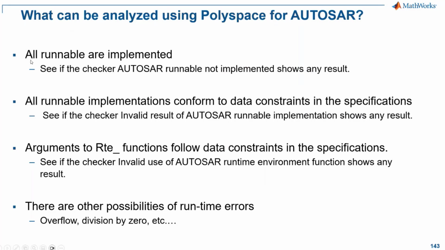Polyspace will check if all runnables that are defined in your ARXML specification are implemented. Also, it will check if all runnable implementations conform to the data constraints in the ARXML specification. The same happens with the RTE function. You make sure that the data constraints match those in the Autosar specification. And then, in applying some specific functions, you could also, by this type of analysis, find out if there are any overflow, division by zero, etc. in your application.